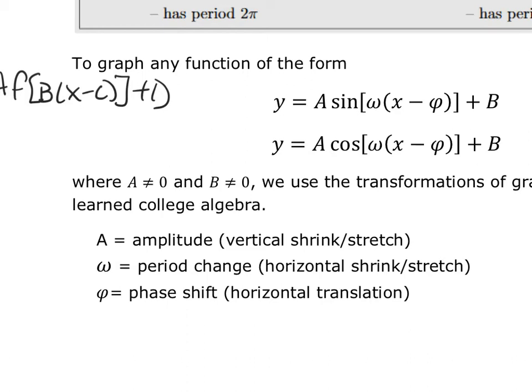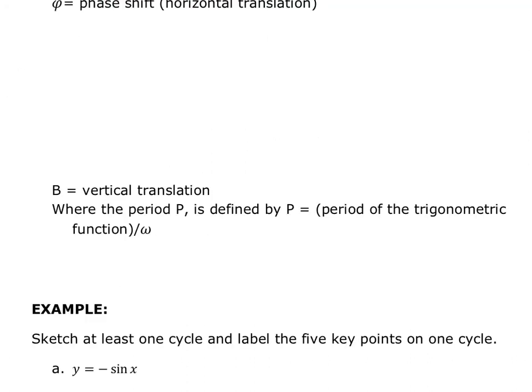I'll give you a moment to write all that down. B is your vertical translation, just like it was before. It's outside of the function. It's affecting your range. So it is moving it up or it's moving it down.